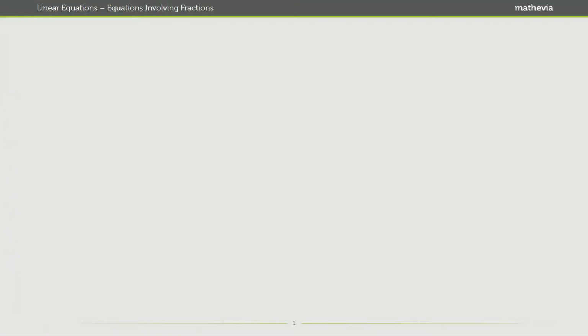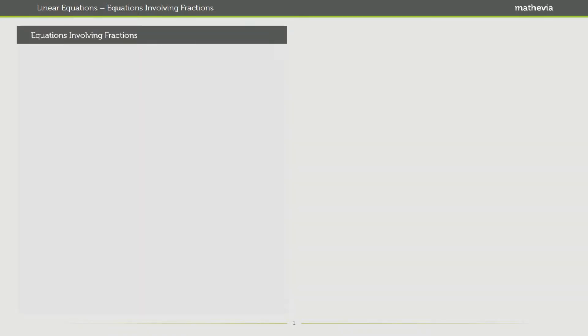Okay, so equations involving fractions. We often have linear equations in fraction form, so you can have an equation like this: 3x over 4 equals 2 over 5. This is an equation with some fractions in play. When we have equations like this, how do we go about solving them?